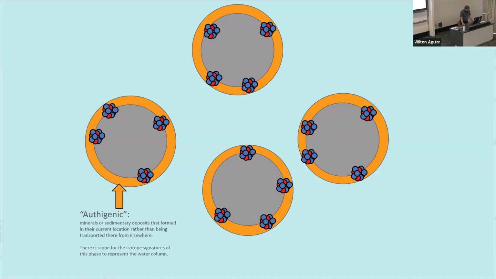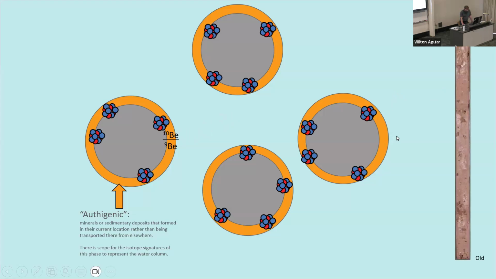So that can make it very useful. So if you have these distinct signatures in that water mass, they can become stored in these crusts. And so if we can measure those different isotope ratios, we can get an idea of how the oceans have changed. And the way we do that is by using sediment cores.